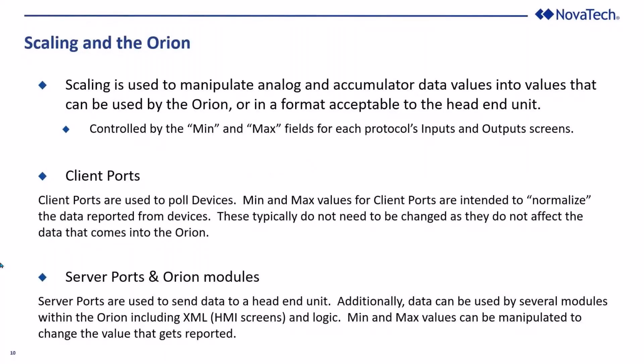So Brett showed a pretty simple example of the type of math that has to be performed on incoming data points to an RTU. But in an RTU, specifically in Orion, where is that math actually performed in a configuration? The two places would typically be the client port and the server port. They're controlled by the min and max fields for all of the inputs and outputs, which hopefully you're familiar with where those are in NCD, but Brett will walk you through those.